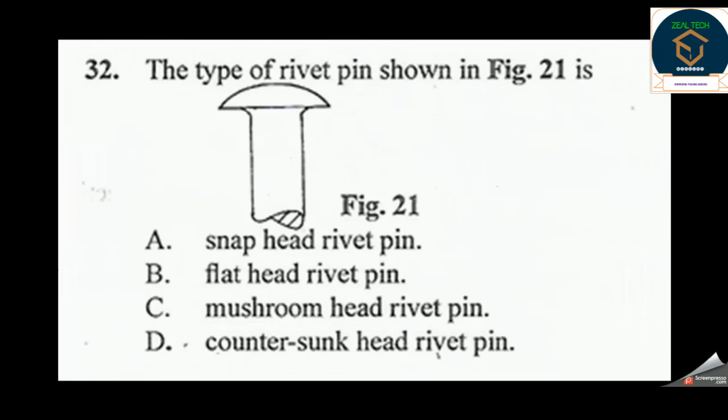Question 32, the symbol of a rivet. The type of rivet pin shown in figure 21 is what? It's a mushroom head rivet pin. That's the correct answer. The answer is C. That's what we have here.